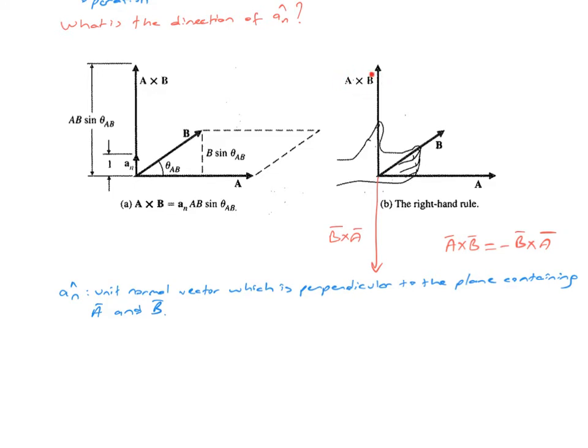So for A cross B, the unit normal vector A sub n is obtained by the right-hand rule by rotating from A to B and observing the direction of the thumb. And the magnitude of the resulting vector is equal to the area of the parallelogram, which is equal to the magnitude of the vector A times the magnitude of the vector B times sine theta, and theta is the smaller angle between vectors A and B. And naturally this question comes to mind: what is the physical meaning of cross product?